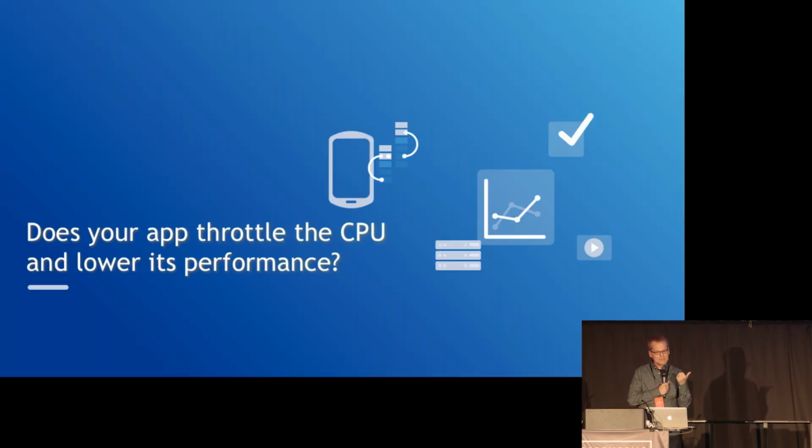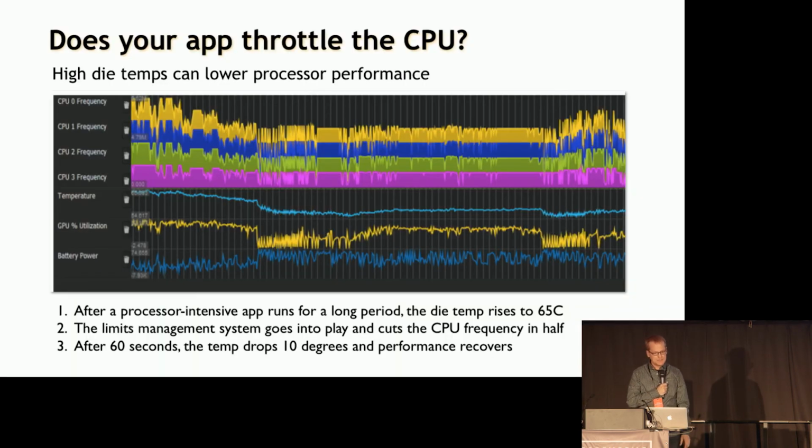All right, throttling is something that you really want to be aware of because it has a big impact on performance. Here's an example. I'm running Snapdragon Profiler, which is free software. You can see this on any of the other ones I recommended as well, like ARM Streamline or Intel's tool. If you look at the top, we see the frequency of all the 4 cores. I'm running a processor-intensive app for a long period, and we can see the die temperature is rising to 65 degrees centigrade. That's fairly hot.